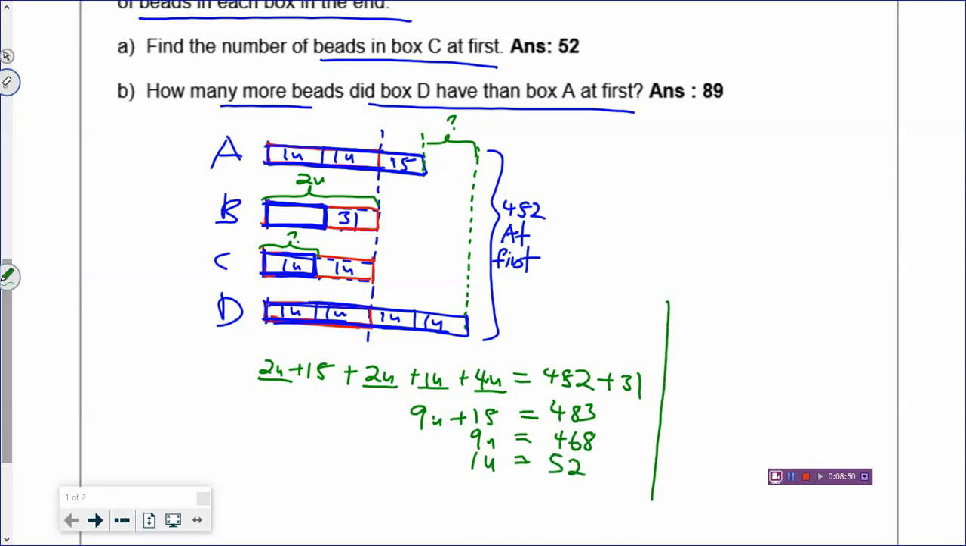Okay, now if your 1 unit is 52, then you can find how many in box C at first, which is 52. Am I correct? So you can see that there are 52 bits in box C at first. Alright, let's look at part B.